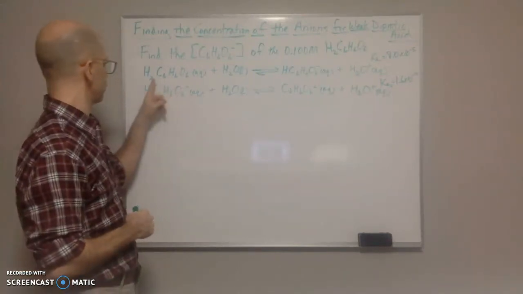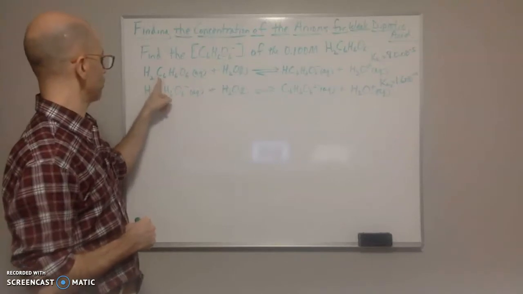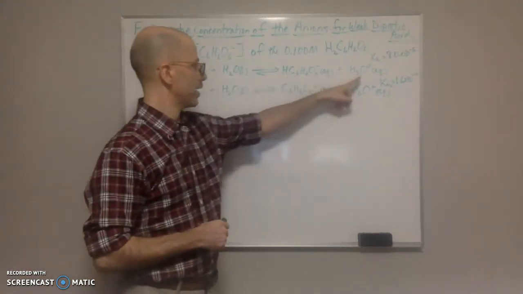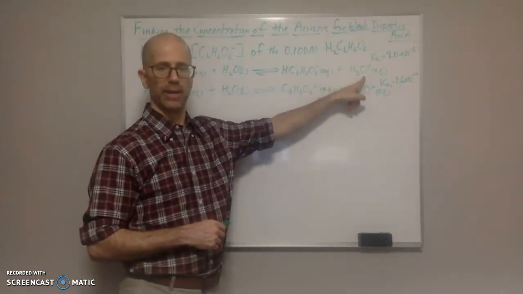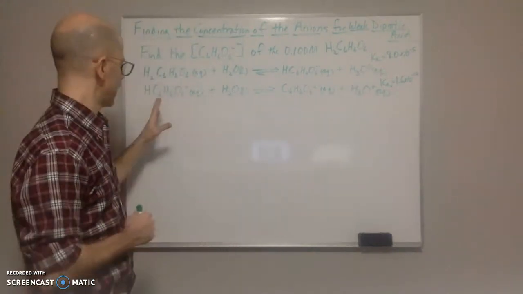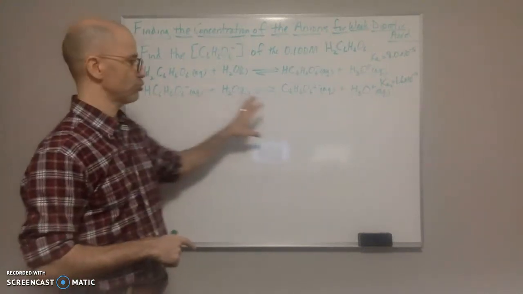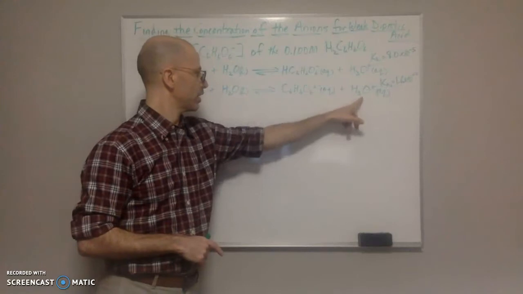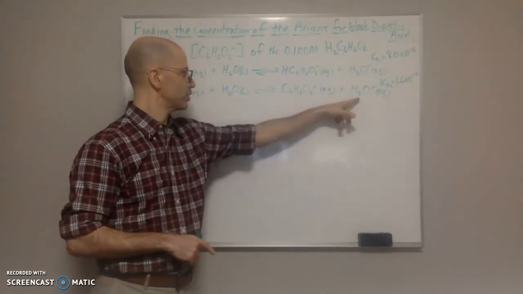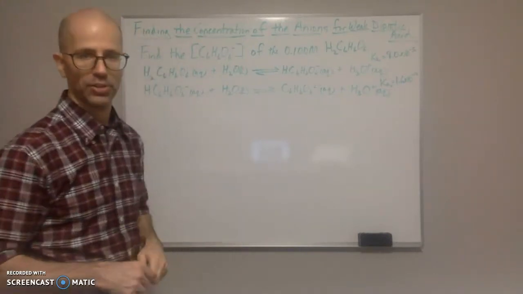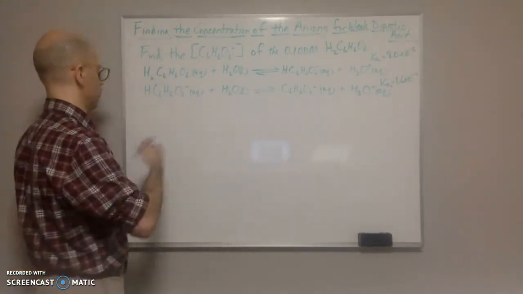So for example, you'll have to do an ice chart for this first equation here where you lose one proton and form your hydronium ion. And then you're going to have to do a second ice chart using that information to figure out the concentrations of these two here, and this is the concentration we are looking for. So you got to do it twice. So here goes the first one.